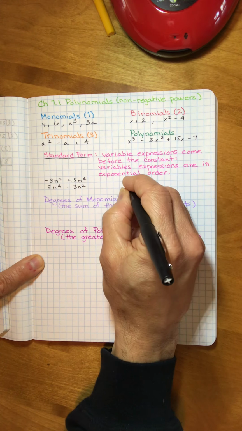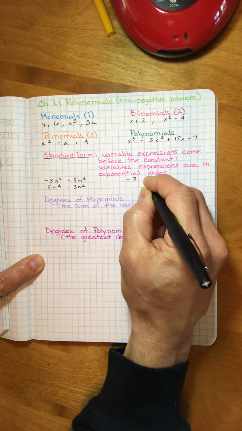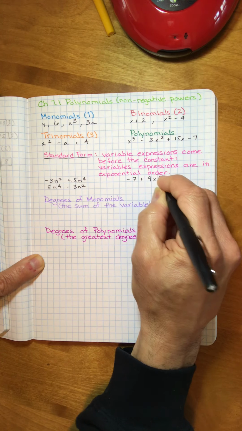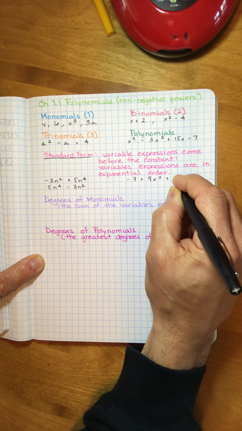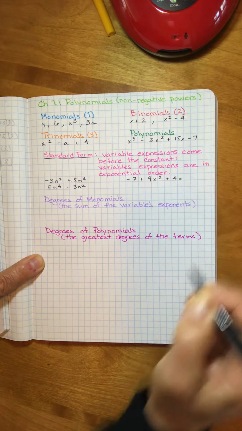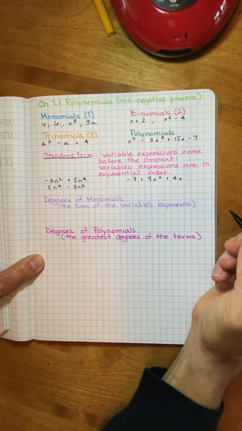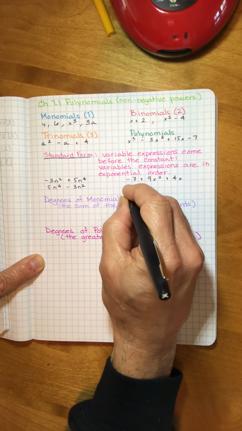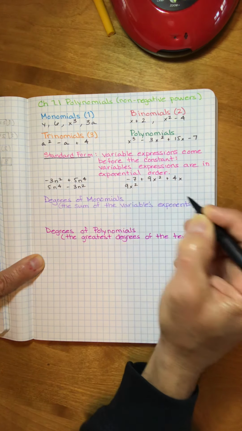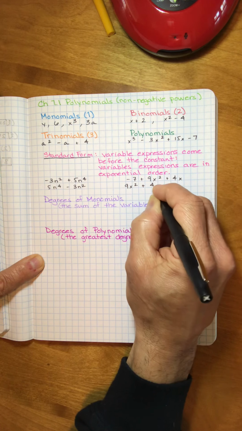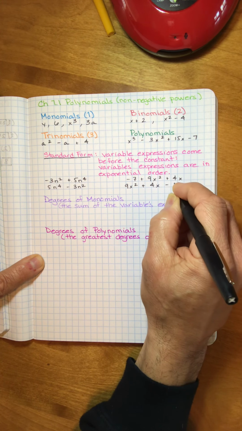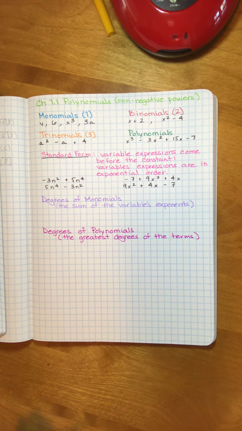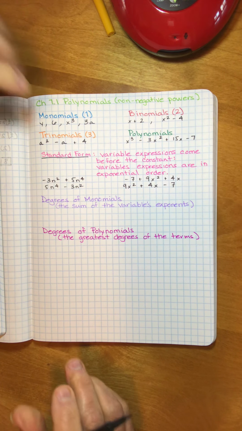Once again, negative 7 plus 9x squared plus 4x. That's not in standard form, excuse me. Let's put it in exponential order. So the positive 9x squared followed by the positive 4x, and then at the tail end of everything is the constant. Now, degrees of monomials, those are the sums of the variables' exponents.